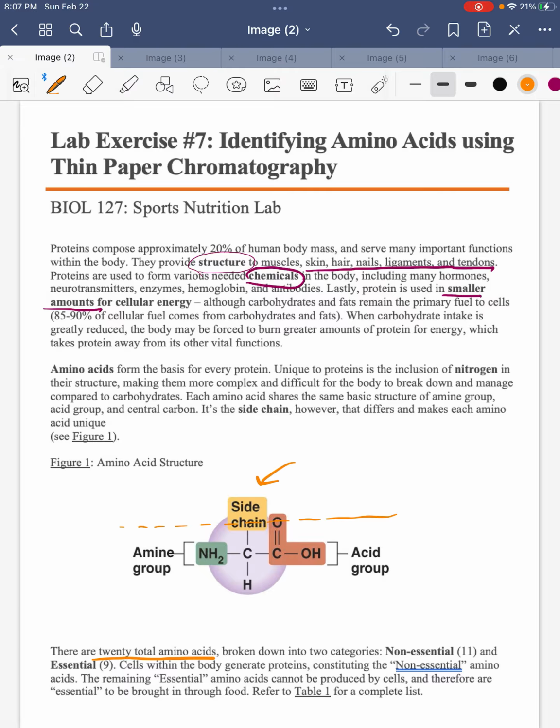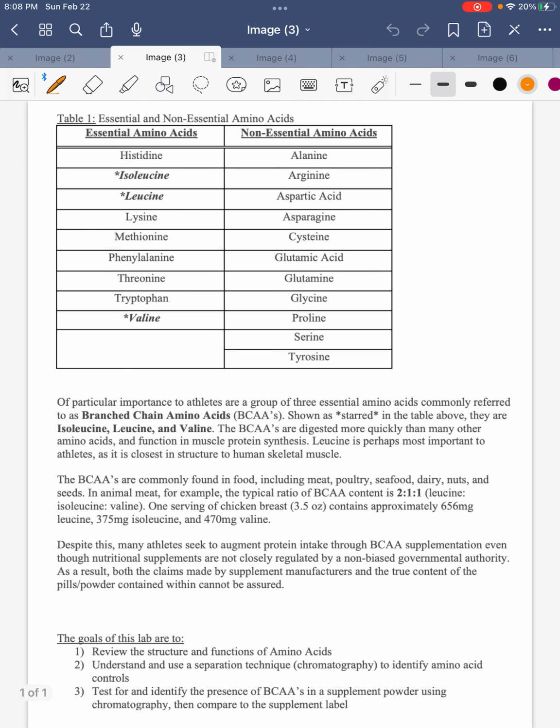Make sure you review the 20 total amino acids. They're broken down into ones that our bodies can make. The ones that our bodies can make are considered non-essential. 11 out of the 20, over half, our body can make for us. Versus the essential amino acids, the remaining 9, that our body cannot make for us, and therefore, we must get through our diet. All right, continuing on, here is a listing of the essential and non-essential.